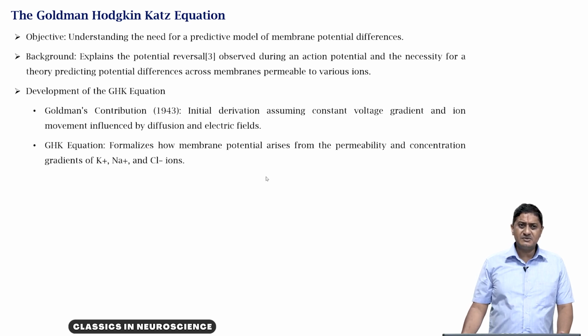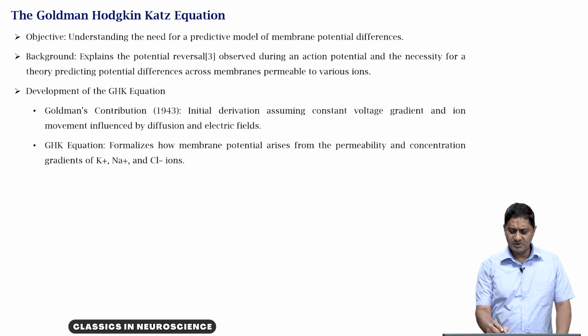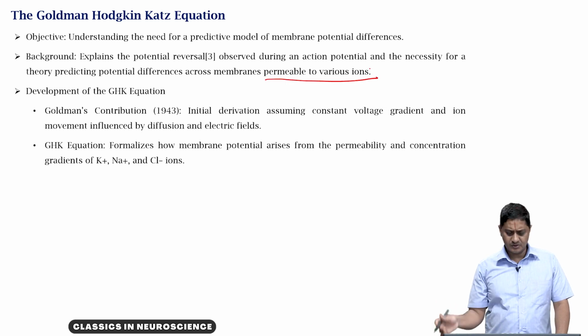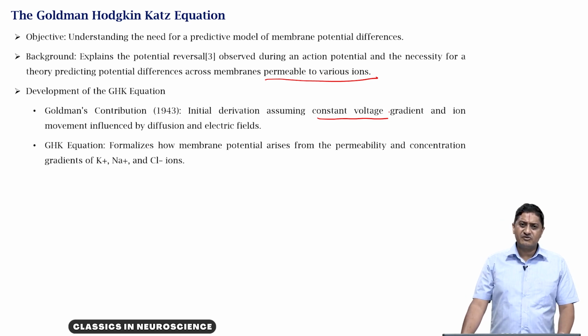So, there is a need to explain the potential difference that you observe during an action potential, and how we can predict the potential difference across a cell membrane that has permeability to various ions: sodium, potassium and chloride. Initially it was assumed that there was a constant voltage gradient between the inside and the outside of the cell, and ion movement was influenced by diffusion and electric fields. Later experiments were performed by Bernard Katz that led to the development of the Goldman-Hodgkin-Katz equation.